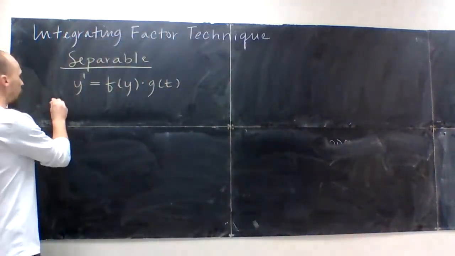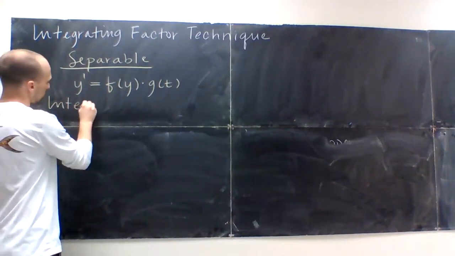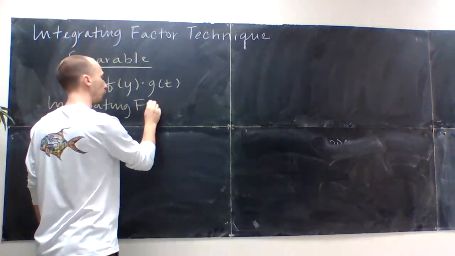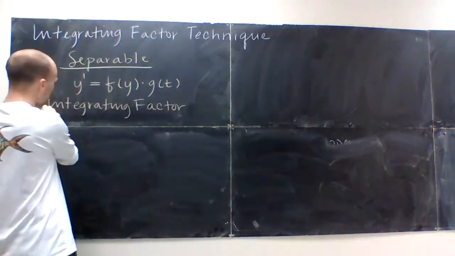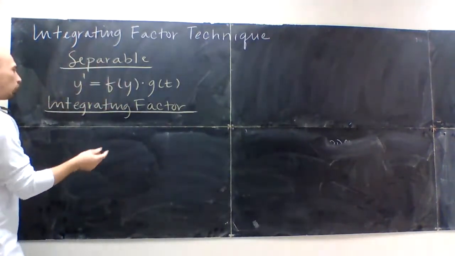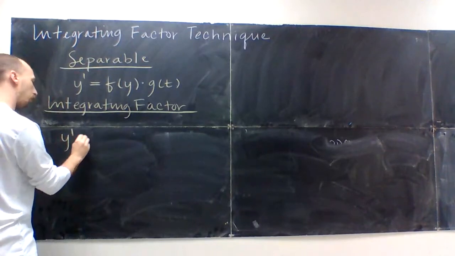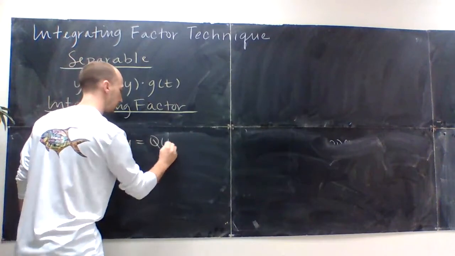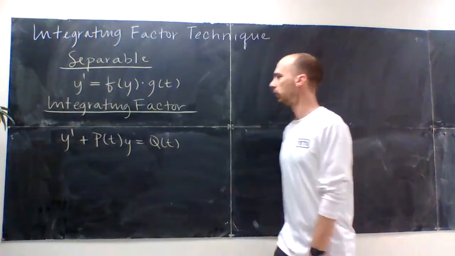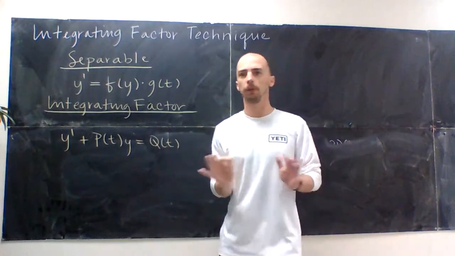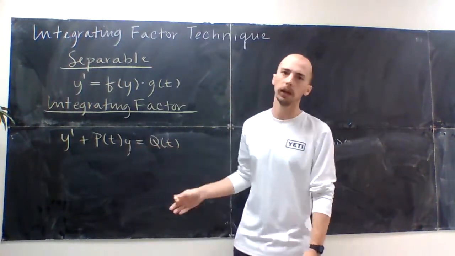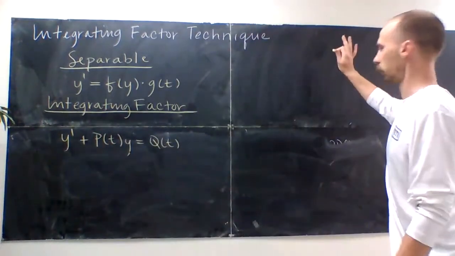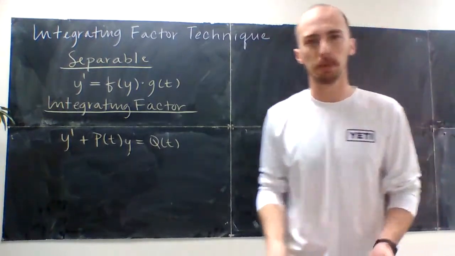Okay. Now, the integrating factor form is going to be where we have y prime plus p of t times y equals q of t. I could have said f of t and g of t, but I've got two different functions of t. One of them is multiplied by y, one of them is not, and then I've got y prime by itself. This is something that we're going to be able to deal with. I'm going to solve it in general here, and then I'm going to do a couple of examples for you.